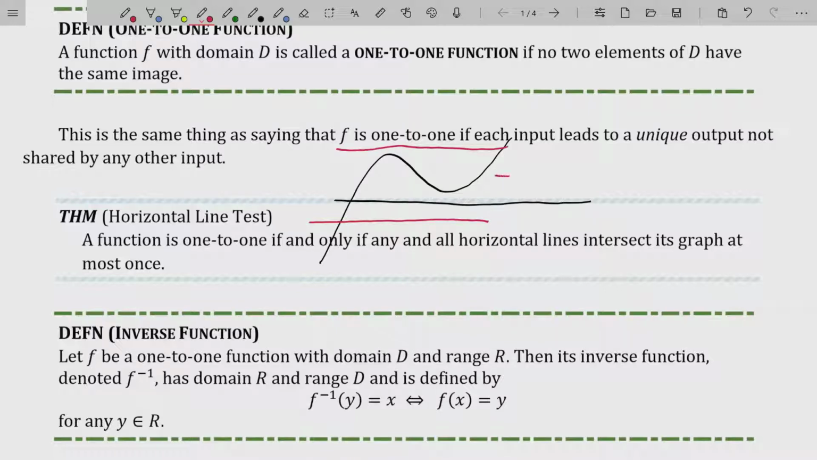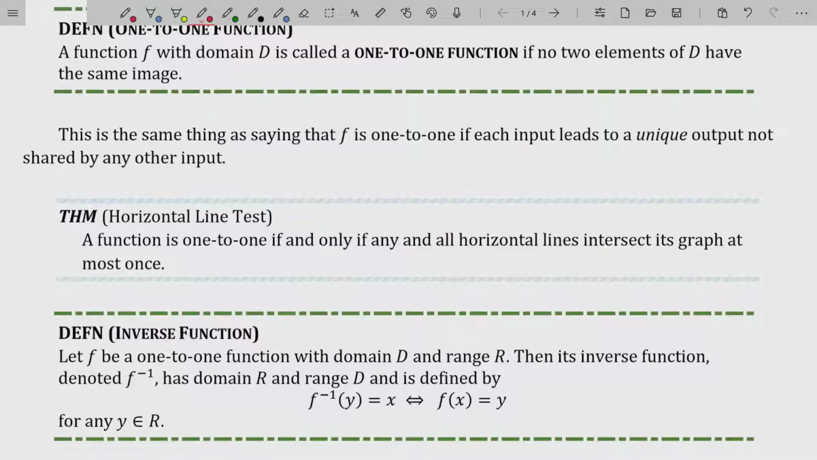Here's a horizontal line I can draw and it intersects the curve more than once, so therefore this is not a one-to-one function. On the other hand, if somebody comes along and again, here's the x-axis, if they draw a function and it looks like this, and let's actually make it more interesting. Now I'm thinking about it. Let's say it looks like this.